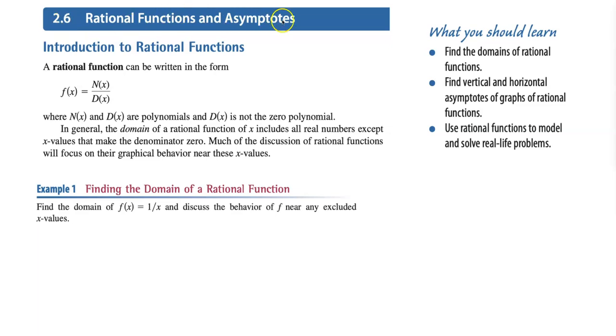2.6 Rational functions and asymptotes. What we should learn: find the domain of rational functions, find the zeros and horizontal asymptotes of graphs of rational functions, and use rational functions to model real-life problems.